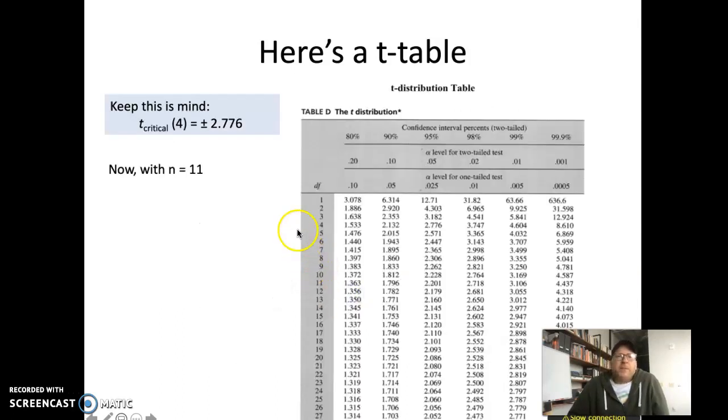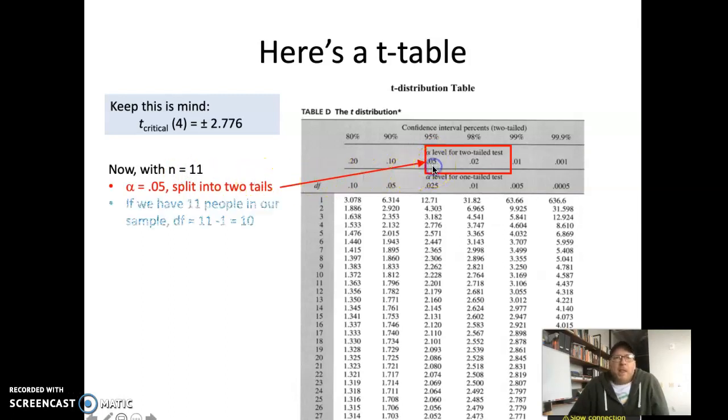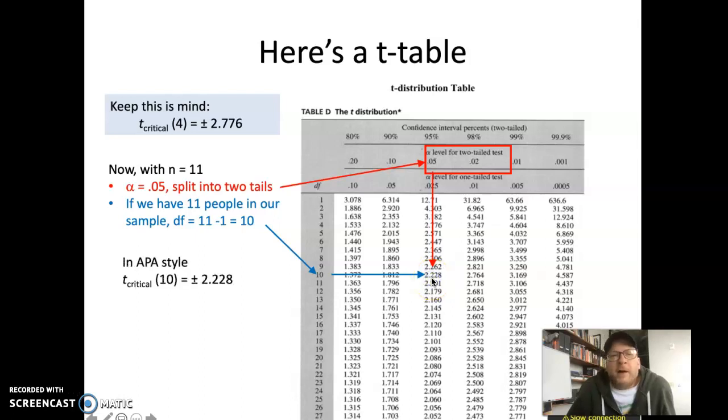Let's go back to our table. Keep in mind that with the degrees of freedom of 4, we had 2.77. But if I use n of 11, still using the same column here, I have 10 degrees of freedom, and we meet right there. So in APA style, I see critical value of t with 10 degrees of freedom is 2.228. Because that curve has gotten taller and skinnier, the critical values are getting a little bit closer to 0.